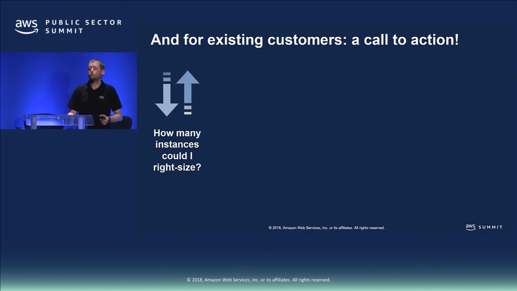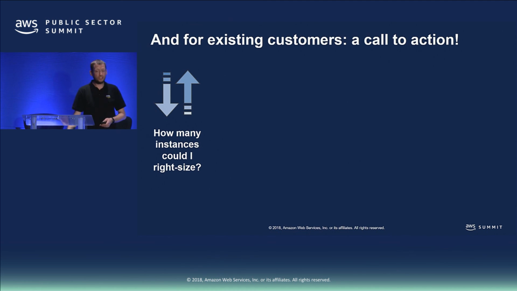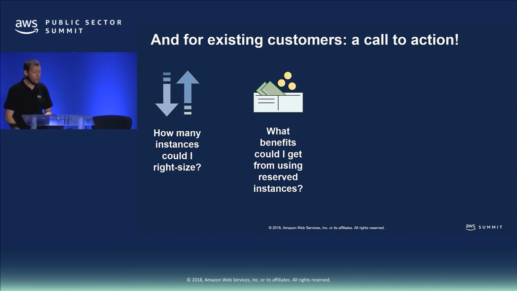Are you tracking the right sort of CloudWatch metrics for this? Could you do something to look at how you might change all your M4 2xlarges to M4 xlarges? And if you do that, you halve your price. What benefits could you get from using reserved instances?